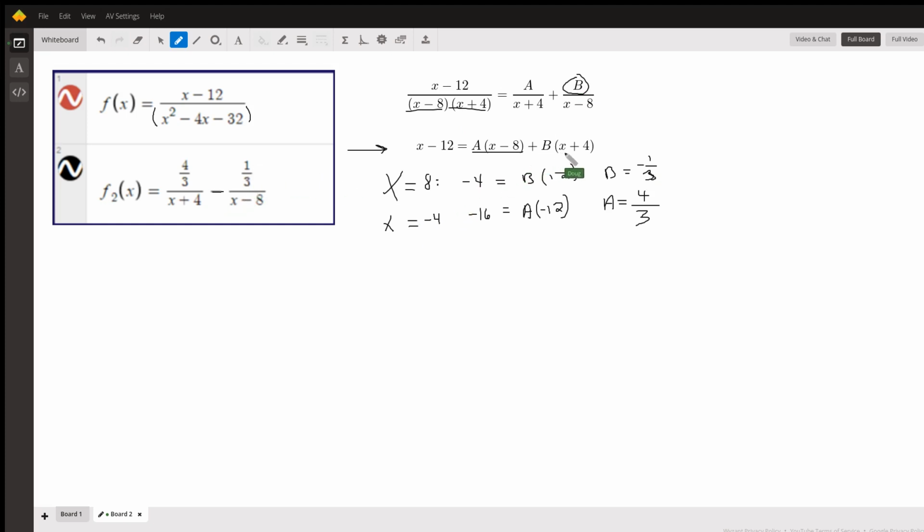And if we let x equal negative 4, the b disappears. And we can solve for a quite easily. So we get negative 16 equals a times negative 12, a equals 4/3.